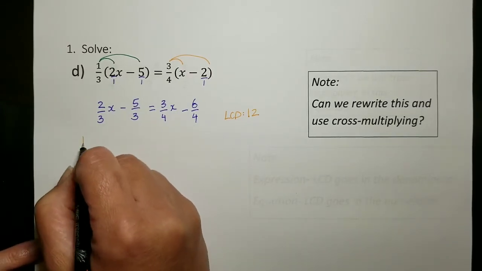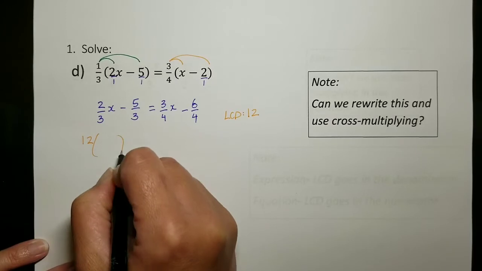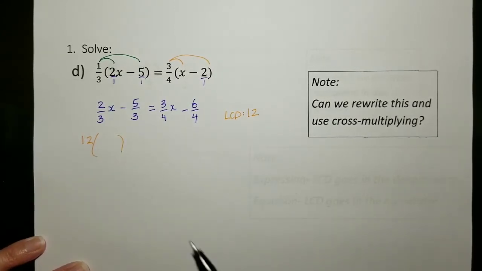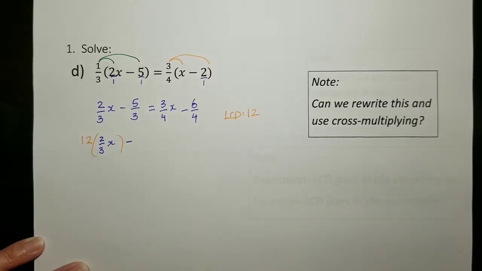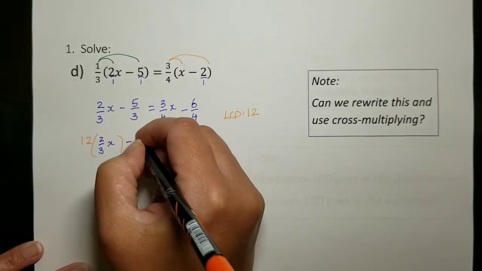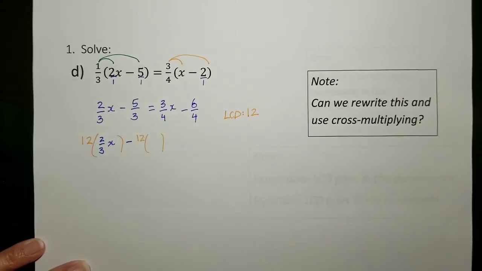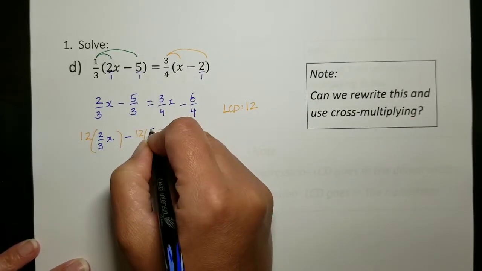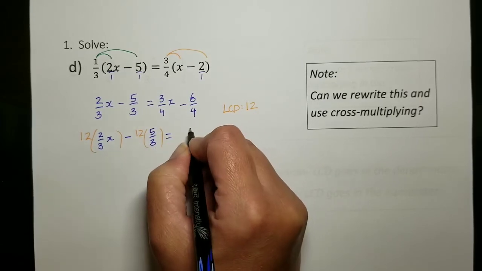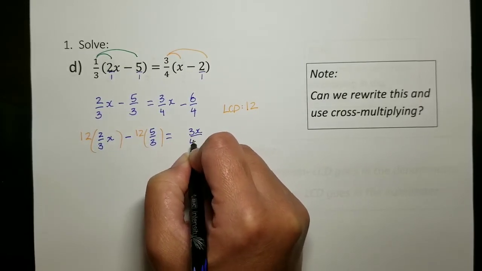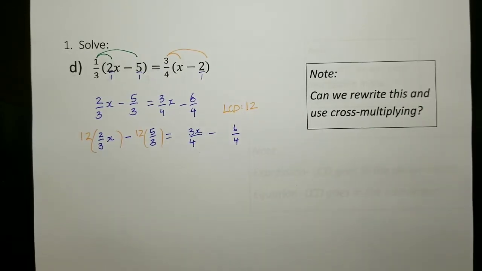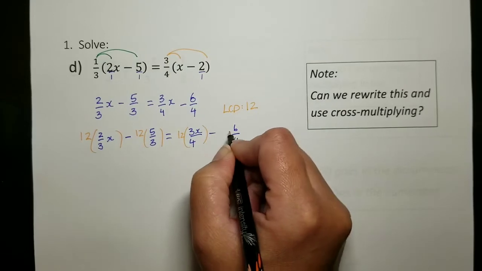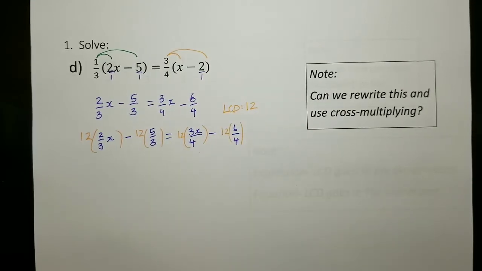You don't have to color code this, but I kind of like to do it this way. So I'm going to keep 2 over 3x and then minus, and then I'm going to multiply a 12 around that 5/3. And then I've got 3 over 4x minus 6 over 4. So I'm multiplying each individual term by 12, which is my lowest common denominator.